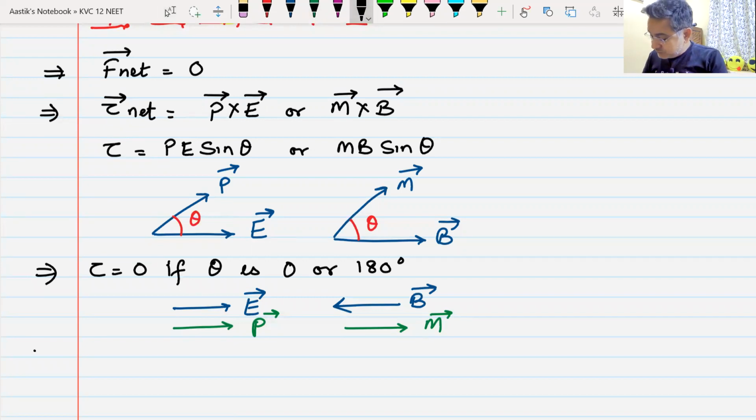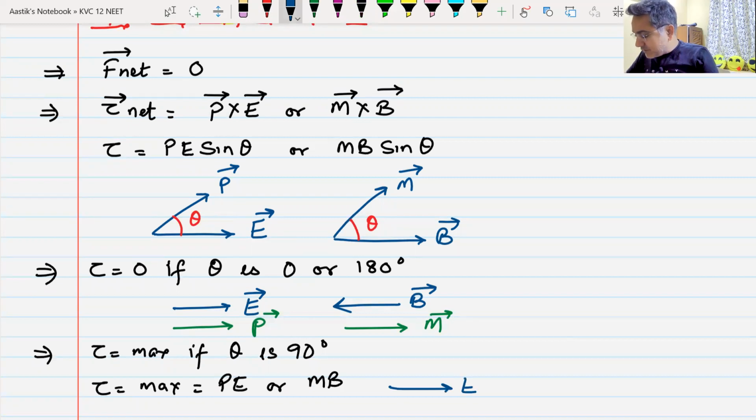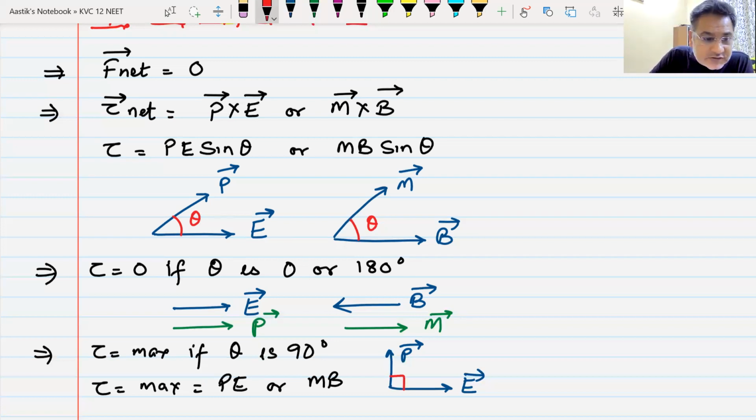Yes, sir. Torque is maximum if theta is 90 degrees, and maximum torque is P into E, or it is M into B. And that will happen when your electric field and electric dipole moment are perpendicular to each other. I'll give you 2 minutes to note this down.